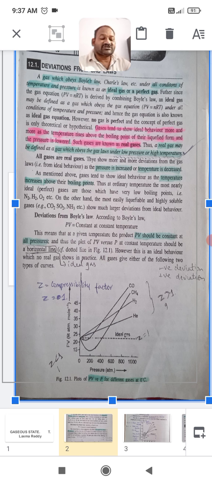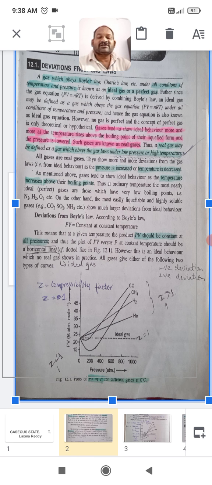Deviation from gas laws, deviation from Boyle's law. According to Boyle's law, PV is equal to a constant at constant temperature. This means that at a given temperature, the product PV should be constant at all pressures, and thus the plot of PV versus P at constant temperature should be a horizontal line. However, this is an ideal behavior which no real gas shows in practice. All gases give either of the following two types of curves.